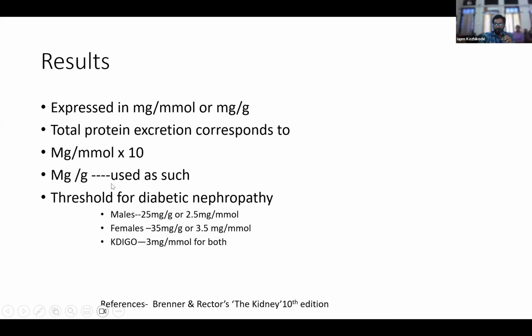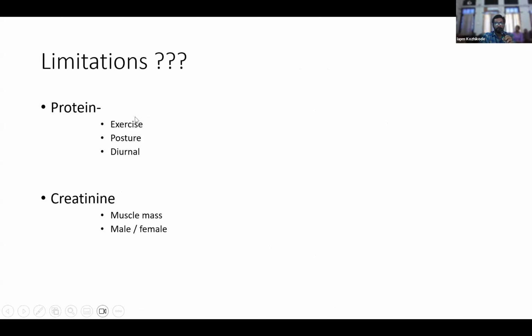So I think we have already gone through this. What are the limitations? Protein can vary according to exercise and posture, which we have already discussed. And the most important factor on which creatinine depends is the body muscle mass. You know that males have more muscle, females have less muscle, and a patient who is emaciated due to disease may have less muscle. So all these factors can affect your UPCR.